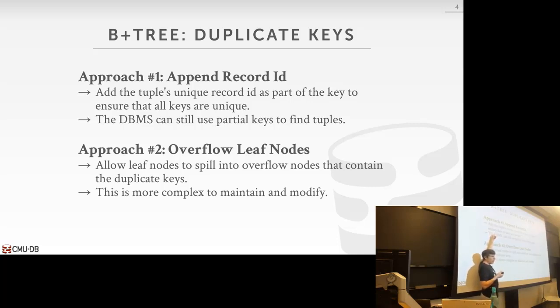The downside is now we're actually storing this record ID as an additional element of our key, and that increases the size of our index, the amount of data it takes to actually store the index. With the overflow case, we're not storing any redundant information unnecessarily to make things unique, but now we have this management issue. So let's go through both of them.